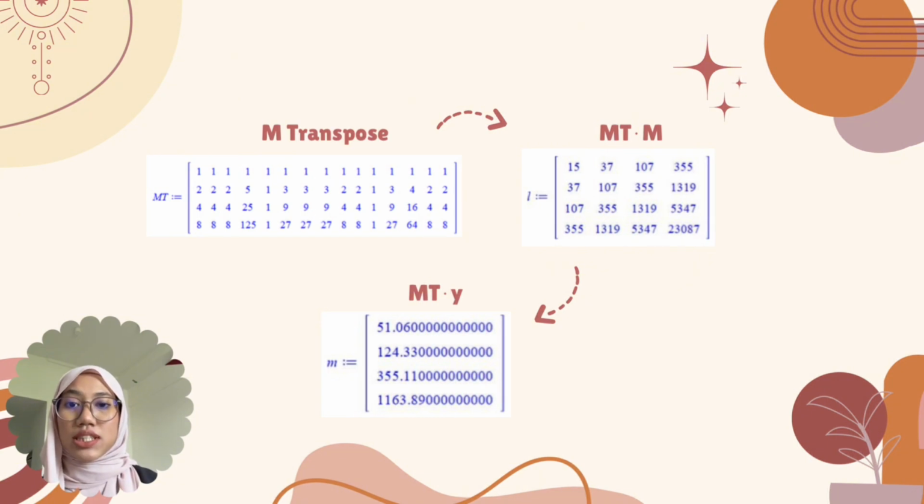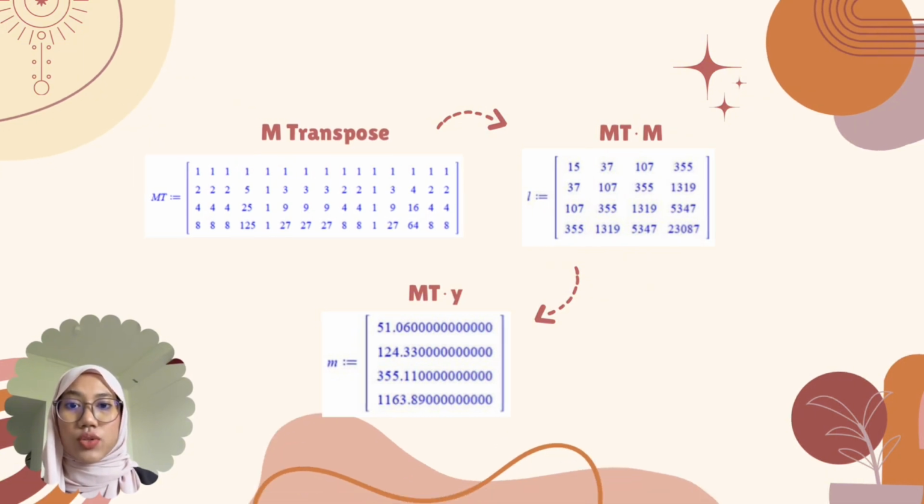Firstly, we need to find the M transpose of our data, and we will get as follows. Basically, the transpose of a matrix is formed by interchanging its rows and columns of the original matrix. Secondly, we need to find the value of M transpose M by multiplying the M transpose that we calculated earlier with the matrix M. And thirdly, we need to find the value of M transpose Y. It is the same as the previous calculation, but we change matrix M with matrix Y. Then we will get the values as follows.